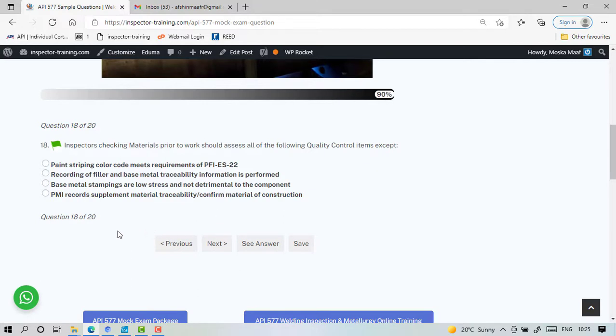Inspector checking materials prior to work should assess all of the following quality control items except. So this is straight away paint strip color coding. It's got nothing to do with welding. Recording of filler and base metal traceability, yes. Base metal stamping or low stress, yes. PMI records supplement material traceability, yes.